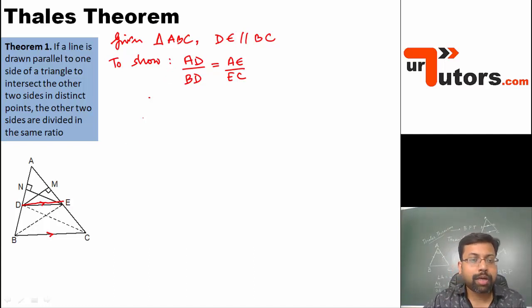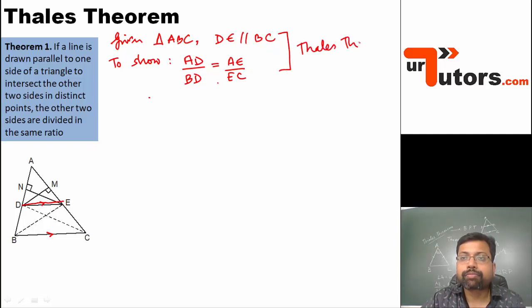This is what you mean when you say the other two sides. If DE is parallel to BC, the other two sides are AB and AC. And it says that if DE is parallel to BC, then the other two sides, AB and AC, are divided in the same ratio. And how are they divided? They are divided by the points D and E. So you have to prove AD by BD is equal to AE by EC. This is what Thales theorem is.